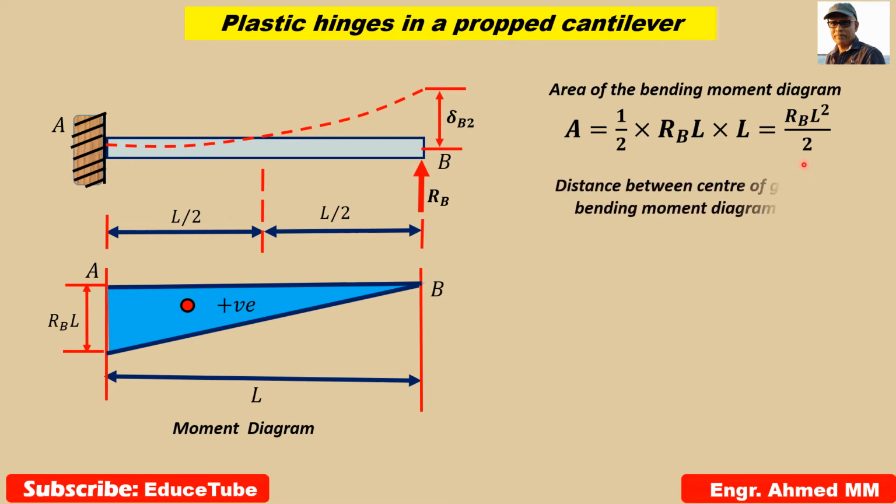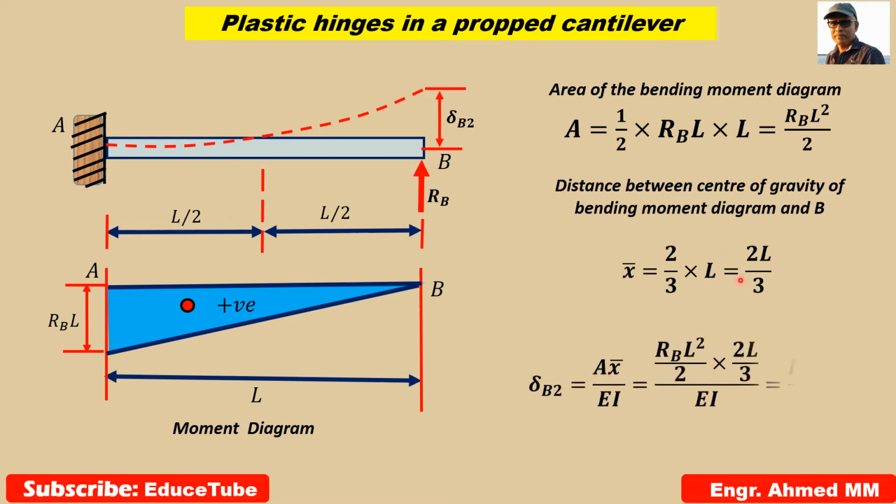Now we need to find the distance x bar from here to here. So it is 2/3 L. Now using the formula for the moment area method, A x bar divided by EI, putting in the area and x bar, we get RB L cube by 3 EI. So we got these deflections. In the next slide, we'll see how to find this RB using the values of δB2 and δB1.